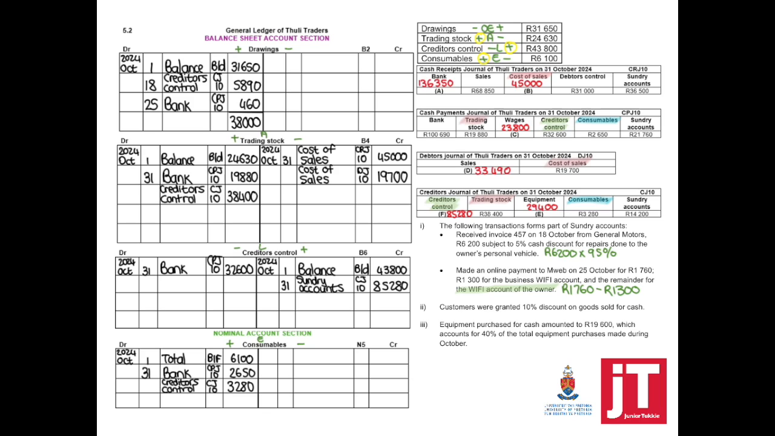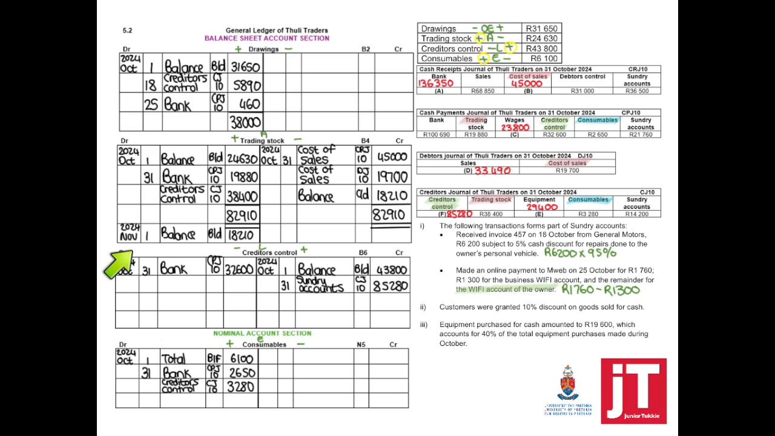But trading stock, there's entries on the debit and the credit side. So it's a little bit more challenging. So we start by adding up the debit side. The debit side must be equal to the credit side. And now we take the credit side minus equals the balance carried down. Balance carried down means balance brought down on the 1st of November.